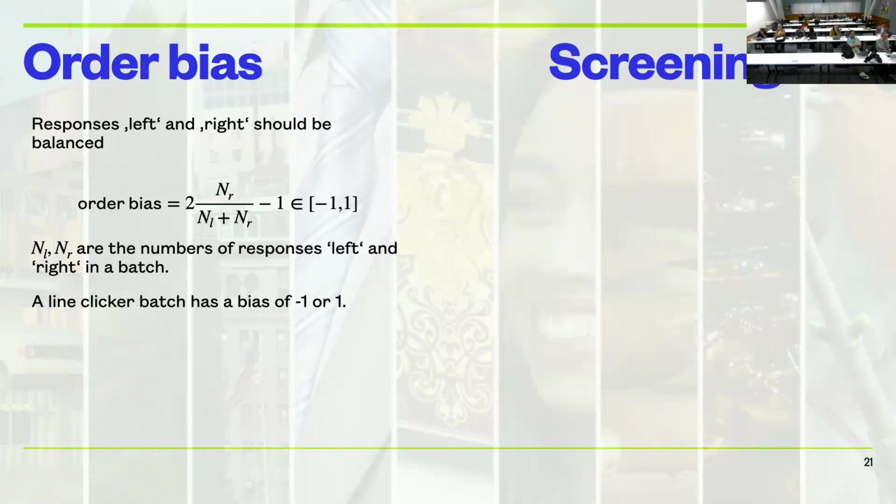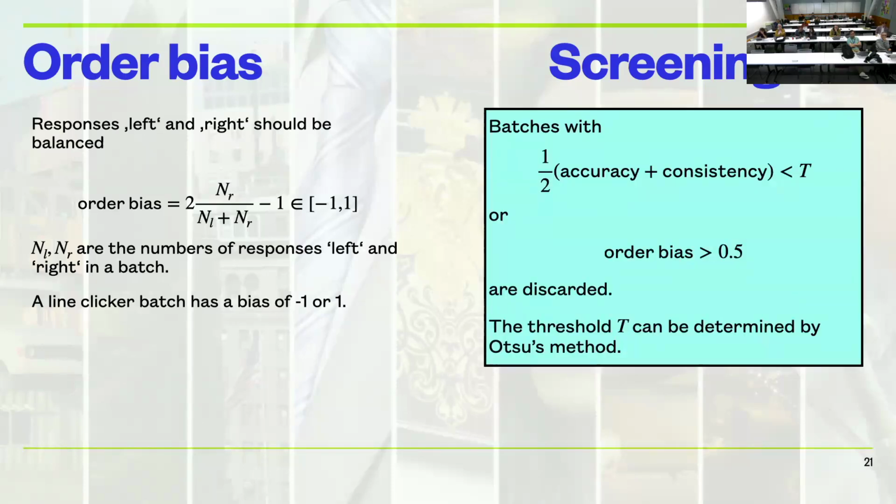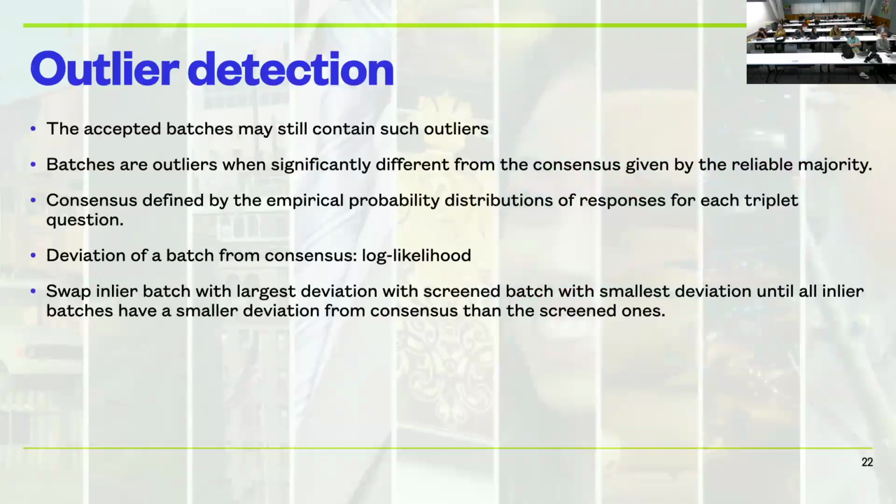So our screening has 2 parts. Batches with a mean accuracy and consistency less than a threshold should be discarded, or where the order bias is greater than 1/2. And the threshold can be determined manually or automatically by Otsu's method. And here Otsu's method would work quite well. I can show you that later in the results.